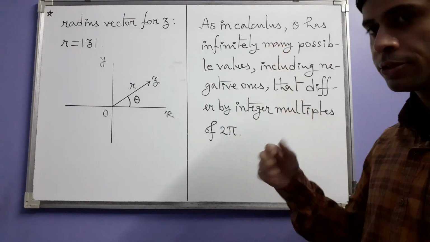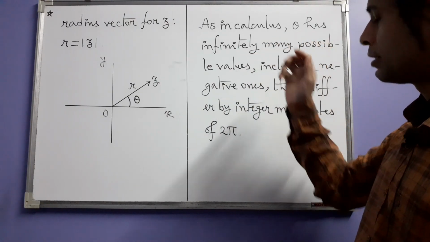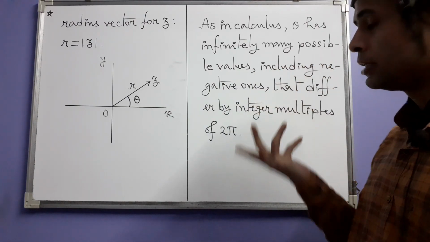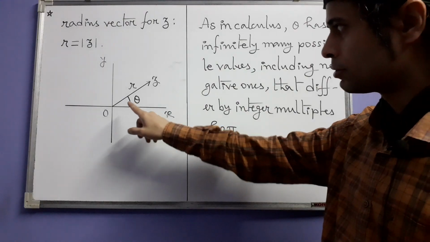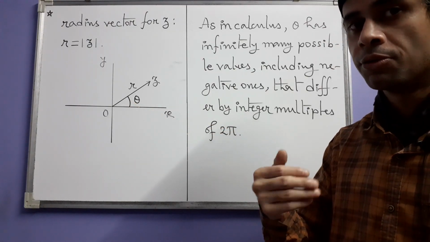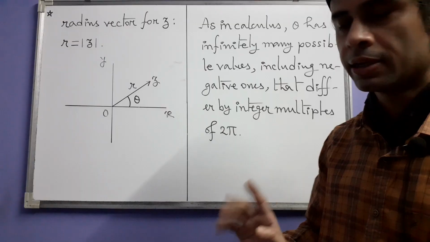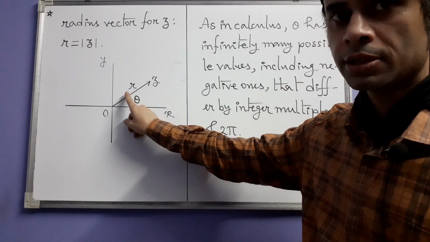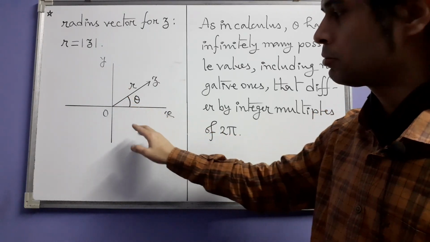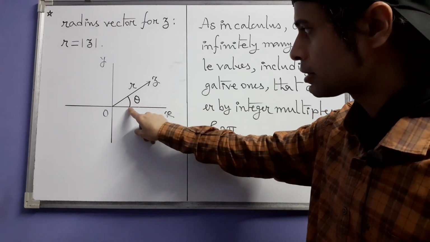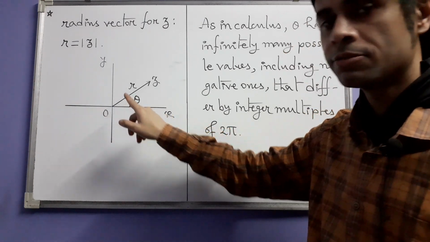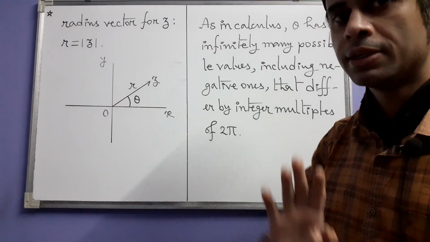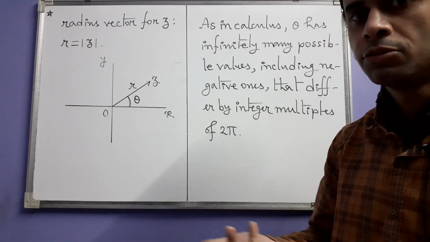As in calculus, the authors next write theta. Here also theta has infinitely many possible values, including negative ones, as I said just now, because you are considering rotational angles, not just geometric angles. So this theta, for example, is a rotation that is anti-clockwise, so by convention it's positive, whereas that other possible theta like this will correspond to a clockwise rotation. So that will be negative, and they differ by 2 pi.